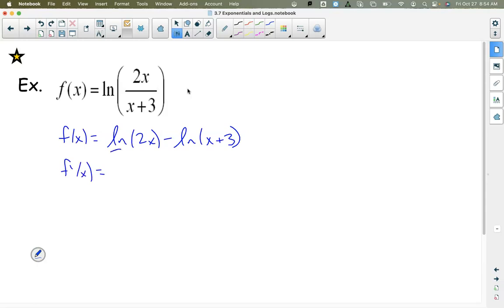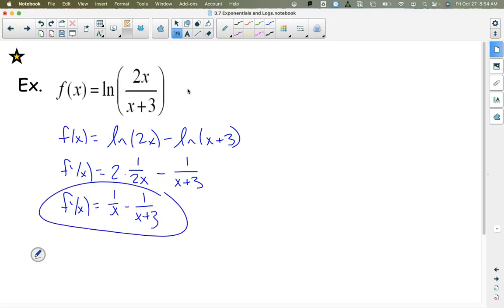What's the derivative of the inside of the natural log of 2x? Well, the inside is just the 2x part. The derivative of the inside is 2, times the derivative of the outside. Well, the outside is the natural log of x, so it's 1 over x, but put the inside back in, so that's 1 over 2x. Minus the derivative of the inside over here is just 1. The outside is the natural log of x, so it's 1 over x, but put the inside back in, and it's that. Doesn't this seem a lot nicer than doing the chain rule with the quotient rule inside of it?